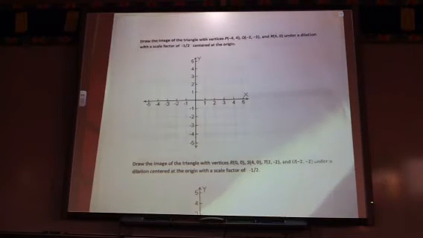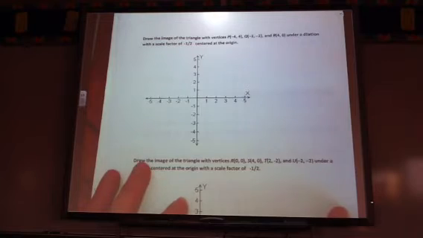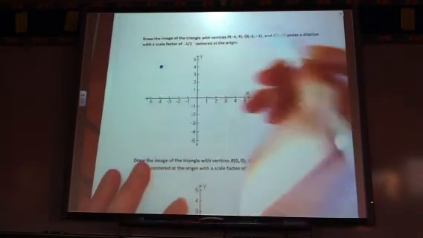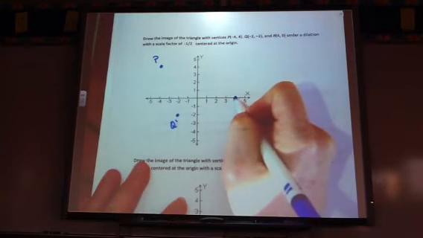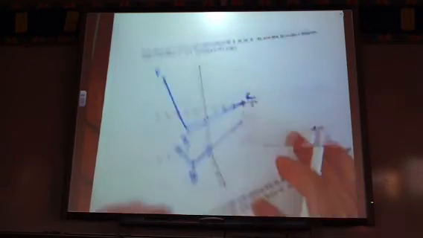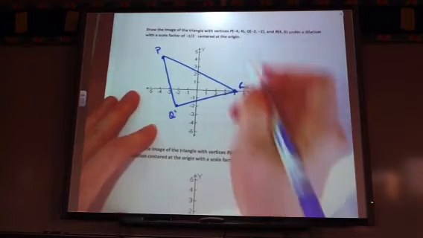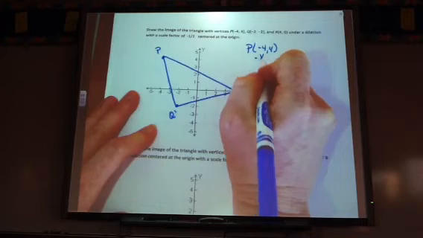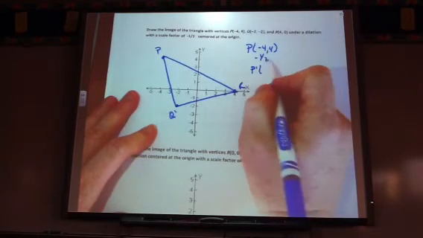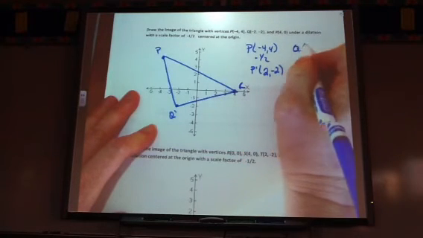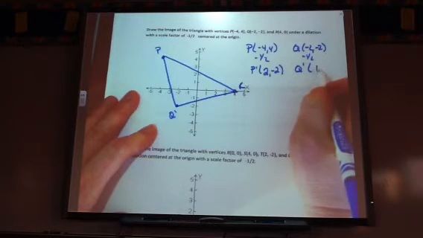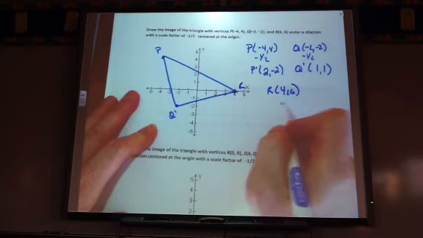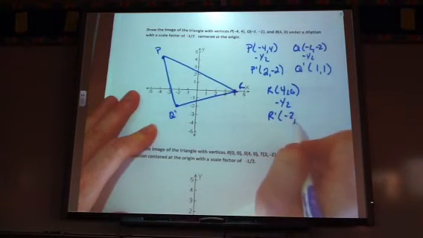Okay, draw the image of the triangle with vertices P, Q, and R under dilation with the scale factor of -1/2. Okay, so first let's draw our pre-image. Okay, so our P is (-4, 4), and our scale factor is -1/2. So our P prime is going to be (2, -2). Our Q is (-2, 2). After the scale factor of -1/2, our Q prime is going to be (1, -1). Our R is (4, 0). After our scale factor of -1/2, our R prime is (-2, 0).